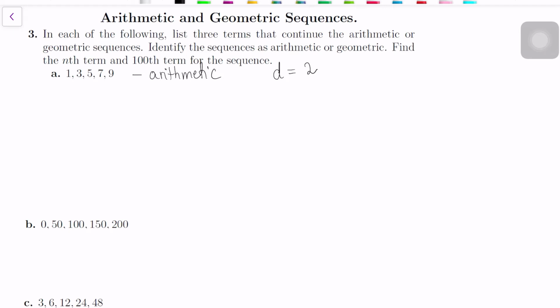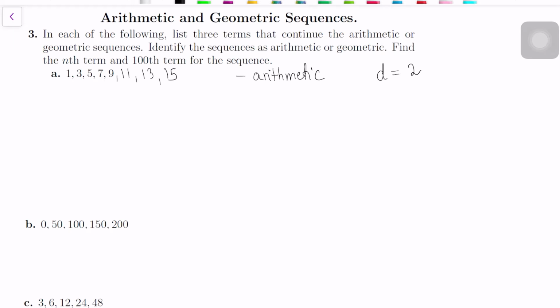So that's my difference. Of course, knowing the pattern, I can also list the next three terms, because add 2 to 9, that's 11, another 2, that's 13, another 2, it's 15. So we have the next three terms listed.